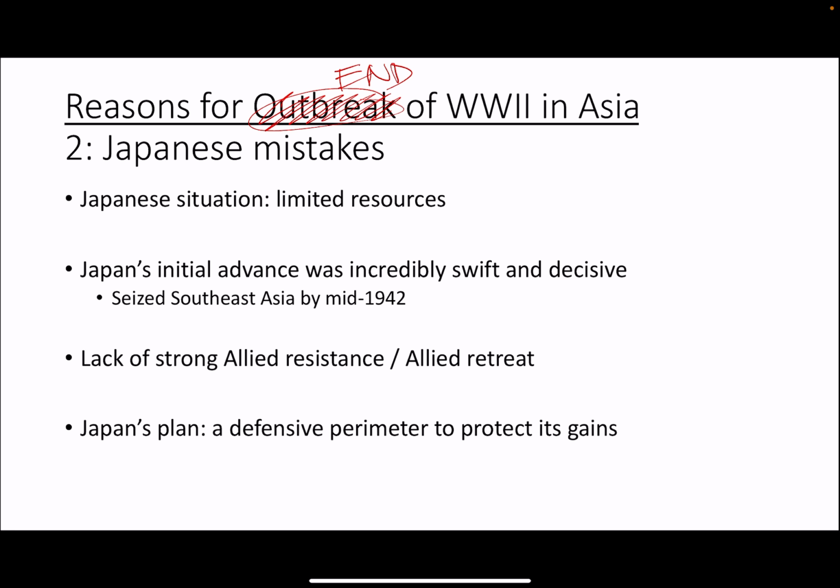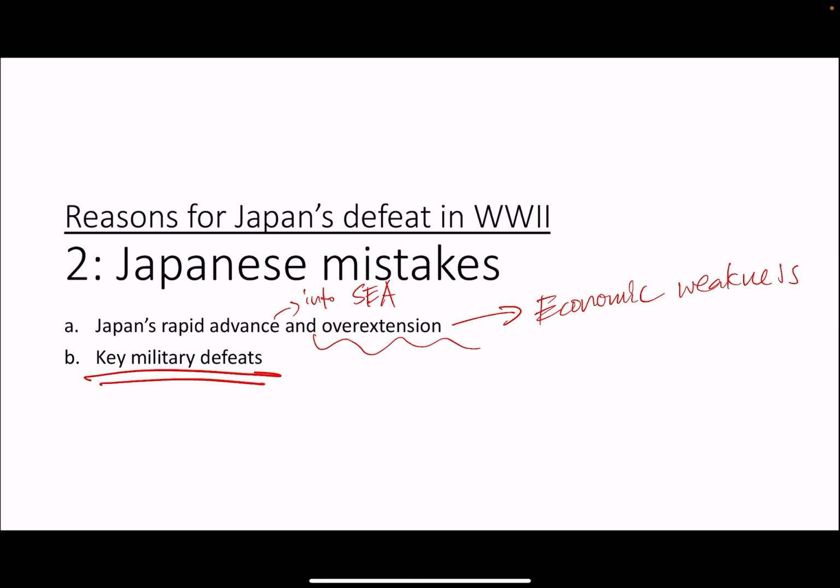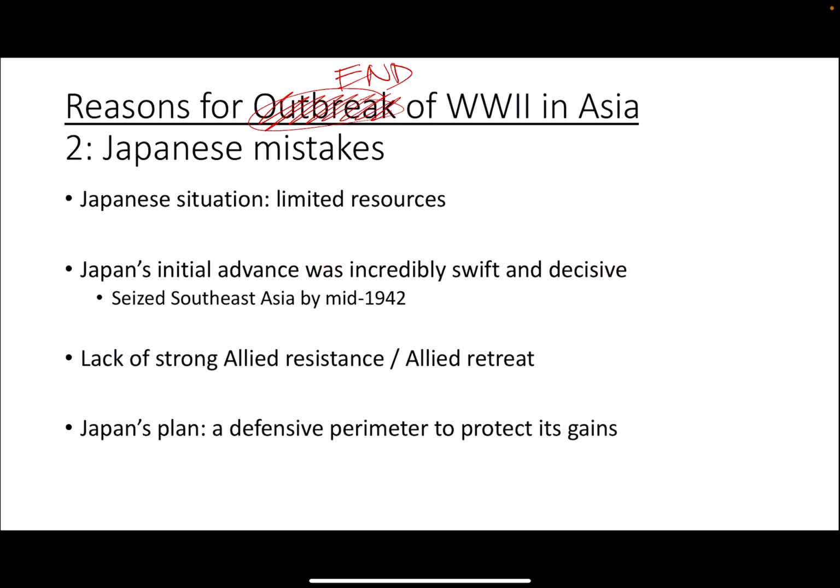We know that the Japanese situation, the context of Japan, is that they have limited resources. What does this mean if they have limited resources? It means they have less material, right? Less material for what? For war. Therefore, since they have less material for war, what is the effect? That means they cannot fight a sustained war.